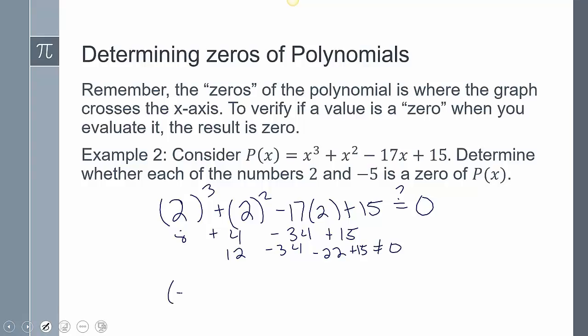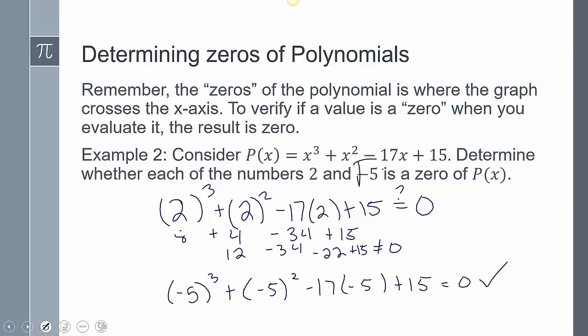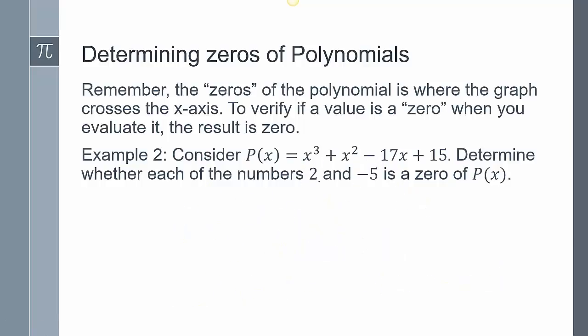Now if you plugged in negative 5, you would find that negative 5 does equal 0. So negative 5 would be my zero, and 2 wouldn't be a zero of my polynomial.